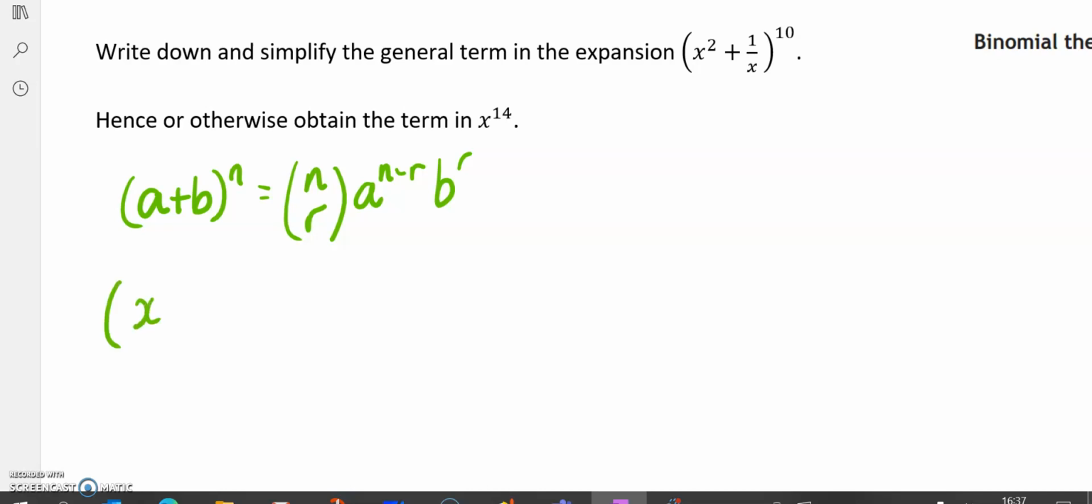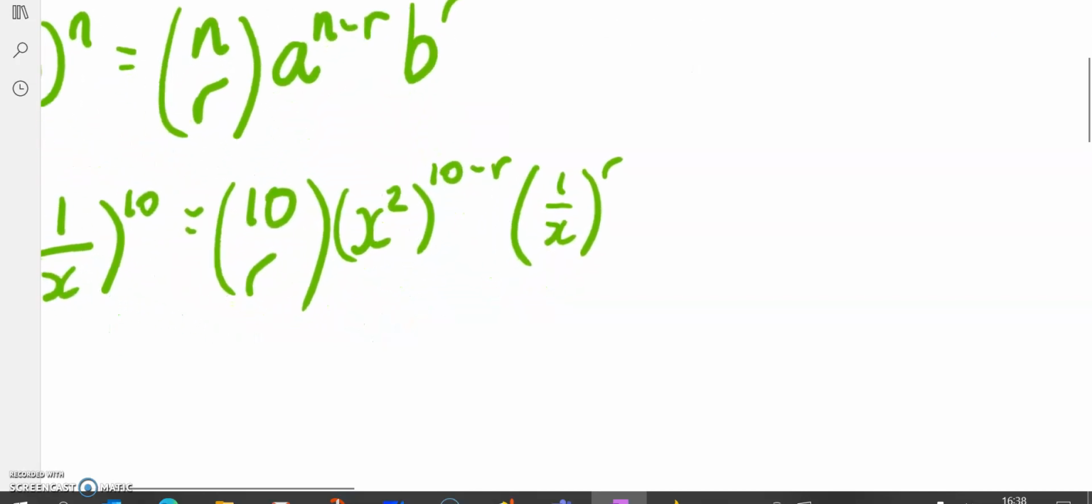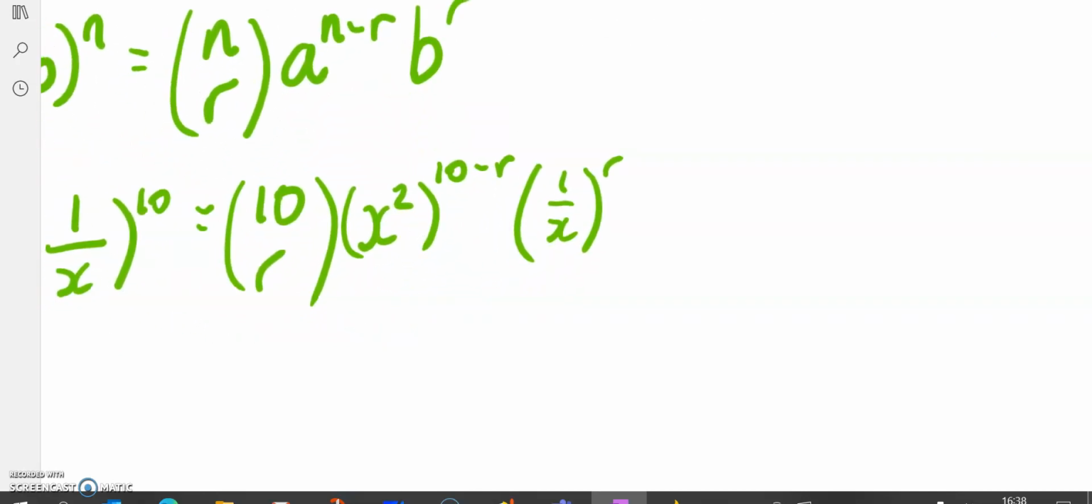So if we have a look at our problem, x squared plus 1 over x to the power 10. Hopefully you can see that the power is 10, therefore n is 10. We do not know r. a is the first term, so we've got x squared to the 10 minus r, and then we've got 1 over x to the power of r. So this has now slotted into our formula. Obviously there's r's that we don't know, and that's what we're eventually going to figure out.